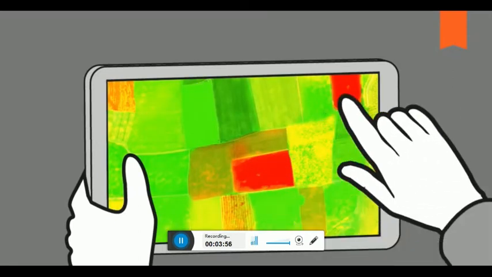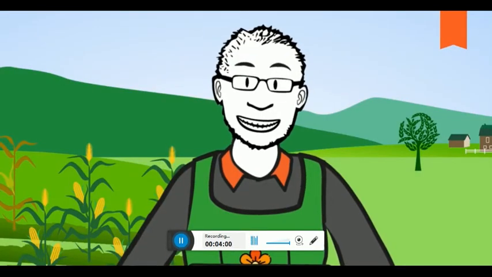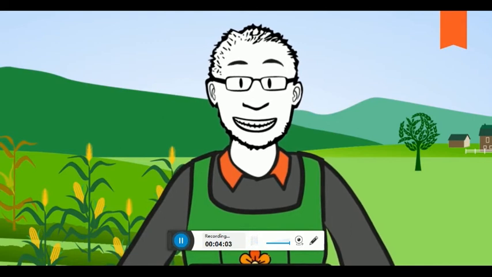If the red area marks sick plants, the farmer knows which precise areas need to be sprayed with pesticide. This has huge benefits for both the farmer and the environment. The farmer can save time and money, and healthy plants don't get unnecessarily sprayed.